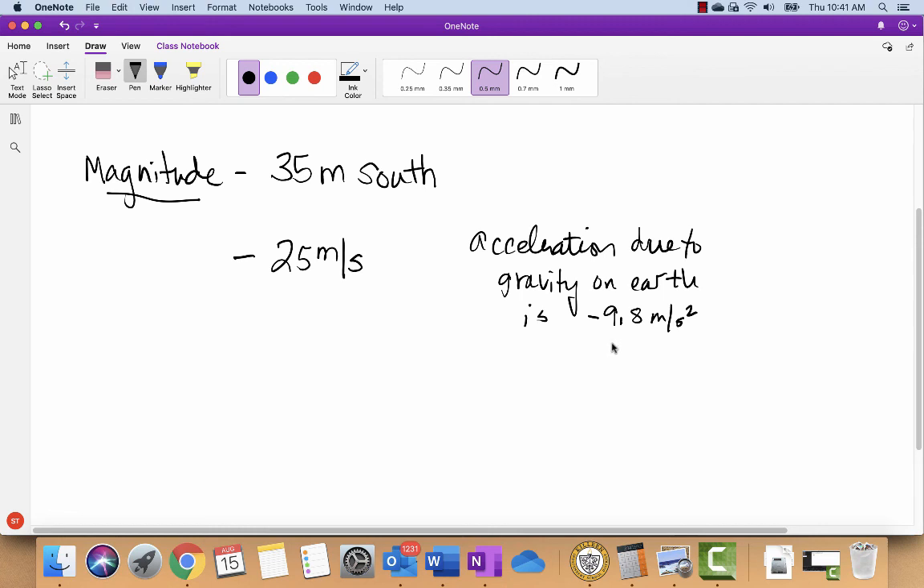And normally, if I asked you what gravity was, I'm really talking about the magnitude. I mean, I'd say, what's gravity? And you would say 9.8. Now, technically, gravity is pulling you down towards the center of the Earth. So down would be in the negative direction. So it's negative 9.8. That's a vector because it has both a magnitude and a direction. The magnitude would be the 9.8 meters per second squared.